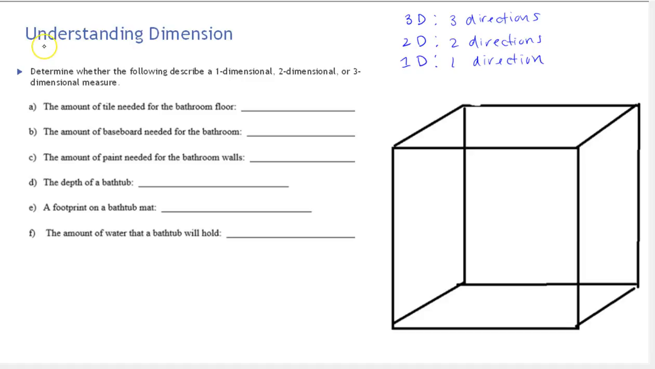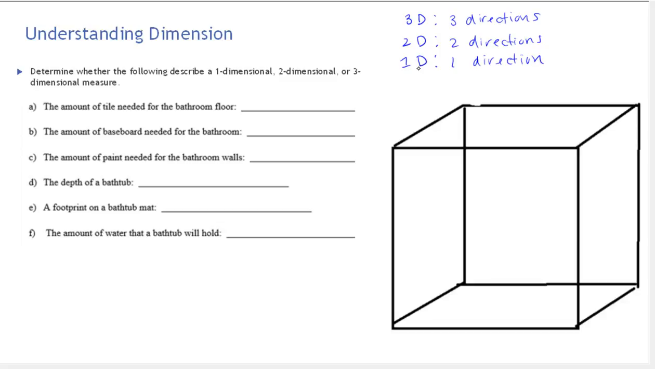In this video, we're going to look at understanding dimension. Determine whether the following describe a one-dimensional, two-dimensional, or three-dimensional measure. Now, before we answer these questions, we're going to look at this three-dimensional object, this cube, and find a three-dimensional, two-dimensional, and a one-dimensional attribute of it. So we can use these ideas and extend them to this problem.